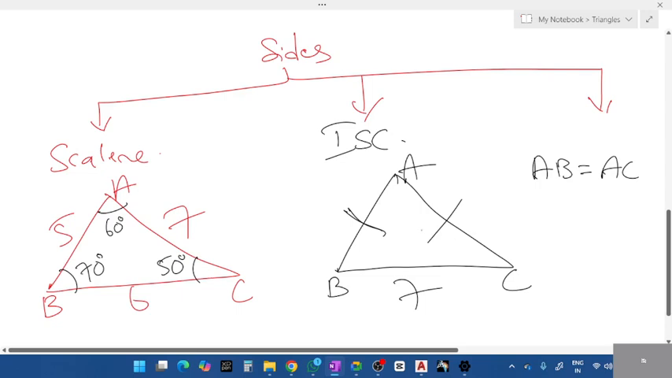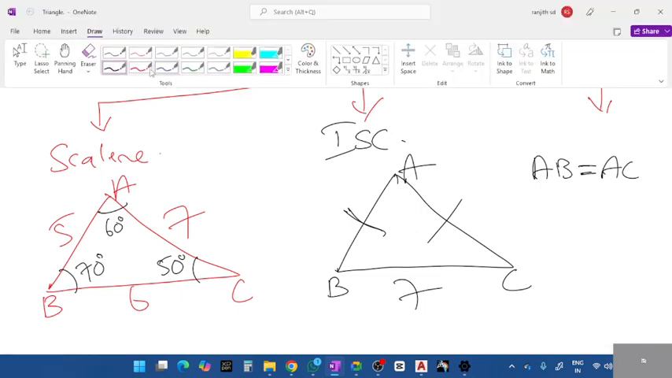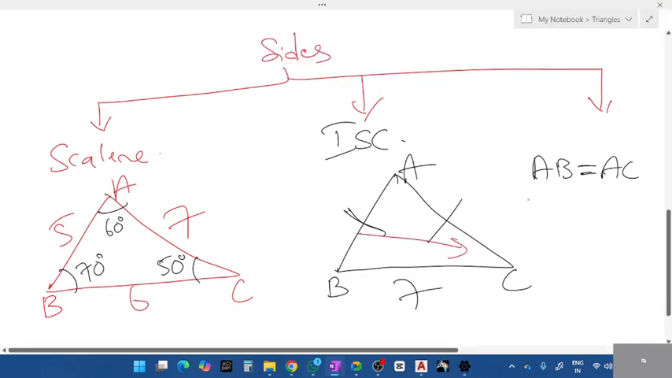Fine. There is a property in isosceles. AB is equal to AC. Then what is the angle opposite to AB, students? Angle C. Angle C will be equal to the angle opposite to AC. Is this clear?